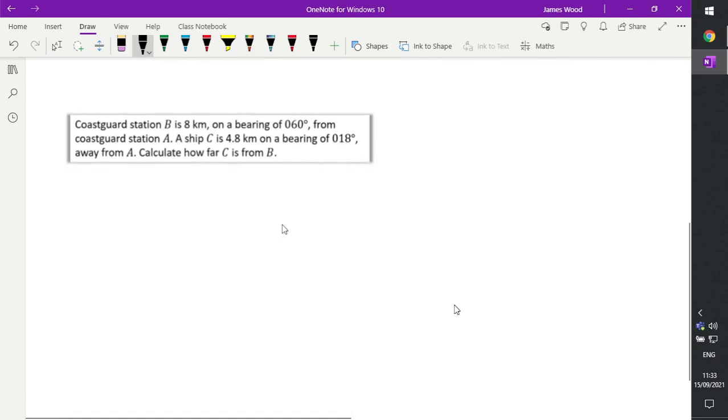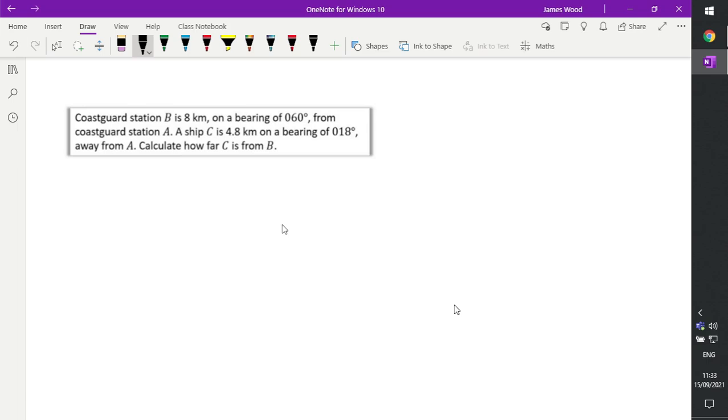Okay, this next one, this is a bit more of a problem in context. So it says Coast Guard Station B is 8 kilometers on a bearing of 60 degrees from Coast Guard Station A. Okay, for bearings, might have been a while since you thought about bearings, but the key thing to do with bearings is they are measured from north. So north is obviously straight upwards. So a bearing of 60 degrees, that would be about here, okay? And they're measured clockwise from north, okay? That's the important thing about bearings, clockwise from north.